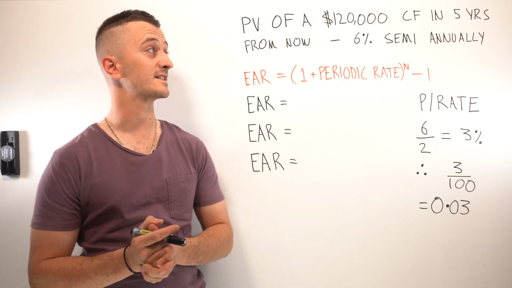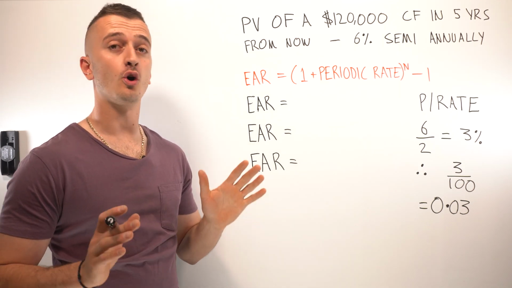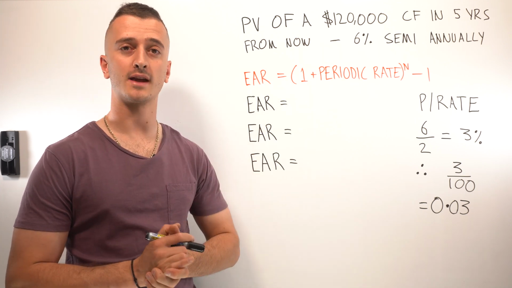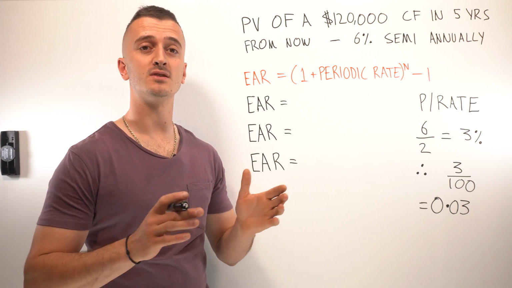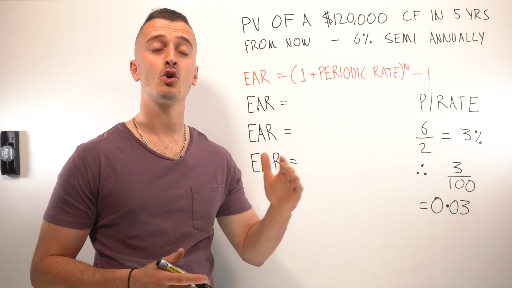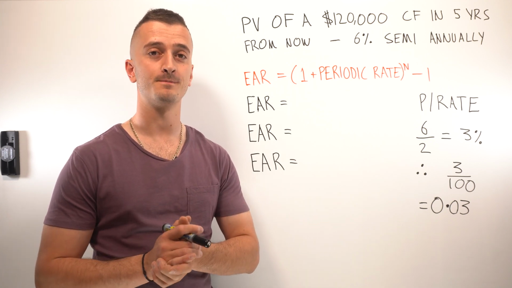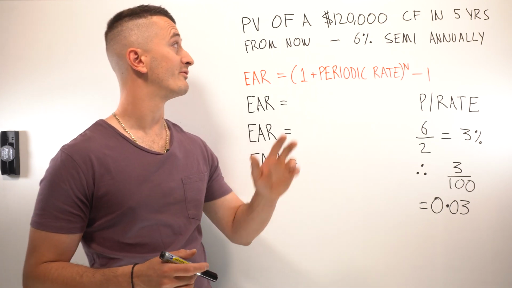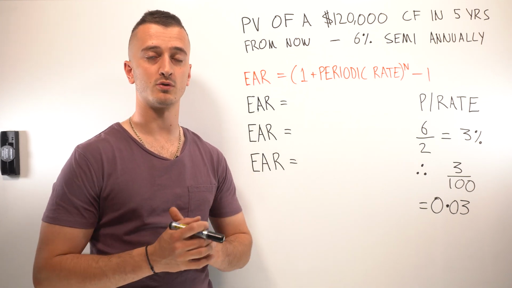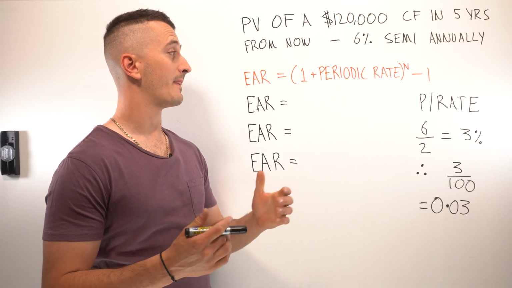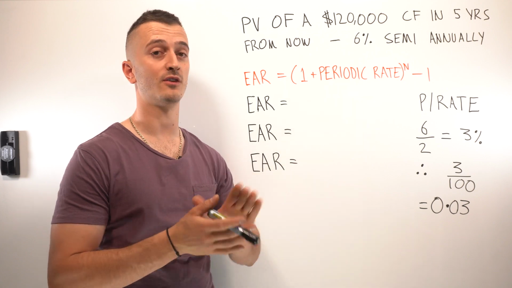All right, now for this example, what we're going to try to do is solve to find present value of a $120,000 cash flow that we're set to receive in 5 years from now. And we're going to be using an interest rate of 6% compounded semi-annually. So there's 2 compounding periods in 1 year. So the first thing we have to do before solving for present value is work out the EAR, like we just previously discussed, and that will then give us a value which we can use for our present value calculation, which we're going to do just after this.